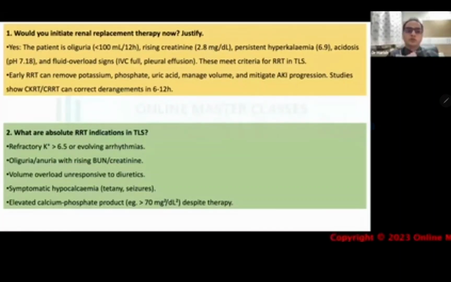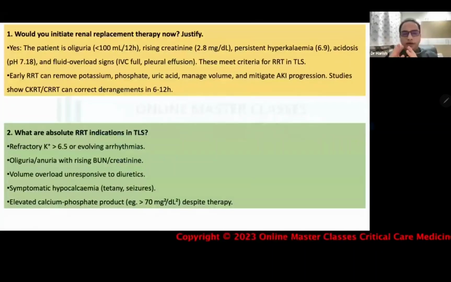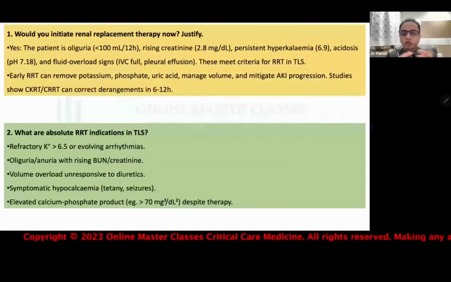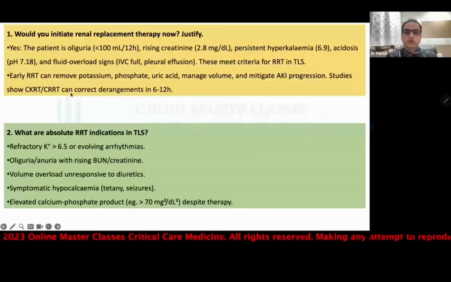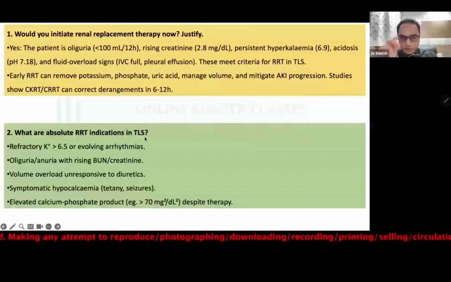Okay. So suppose, is there any data like CRRT versus other modalities? There is some data which favor the CRRT, but there is no head-to-head comparison. Studies show that CRRT can correct derangement in the next 6 to 12 hours itself. So the next question is, what are the absolute RRT indications in tumor lysis syndrome?